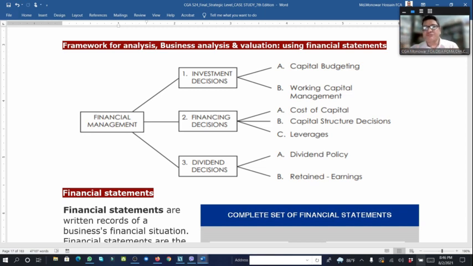So within investment, financing and dividend decisions, we have financial management, also corporate financial management, through capital budgeting, working capital management, cost of capital determination, capital structure, leverage determination, dividend policy, and retained earnings, for the greater interest and to fulfill the goal, vision and mission of the organization. We have to understand it.